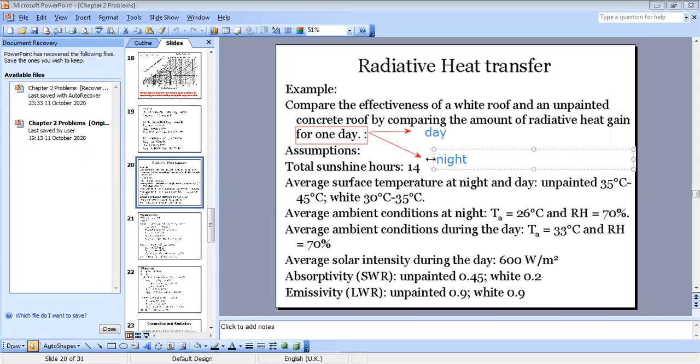For what purpose did they give us the sunshine hours? Who will tell me? So how would you know the number of hours of day and the number of hours of night?